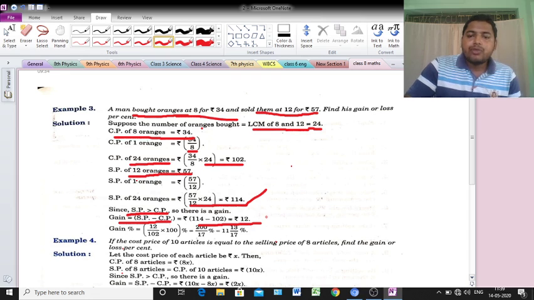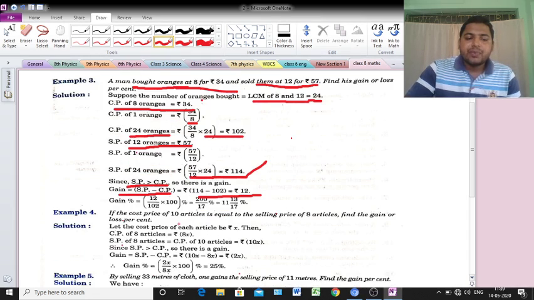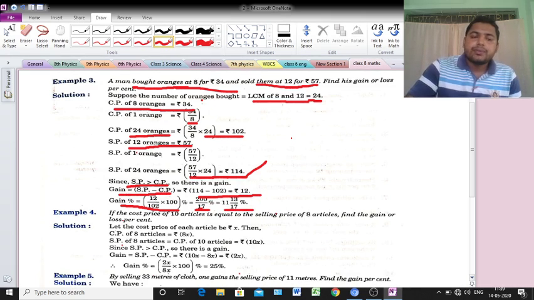Clear? So now you find the gain percent or profit percent. The profit percent formula is profit by CP into 100. Profit is 12, CP is 102. Put it here into 100. After calculation we are getting 200 by 17. Just convert into a mixed fraction. So we are getting 11 13 by 17 percent. Clear or not, students? Okay.